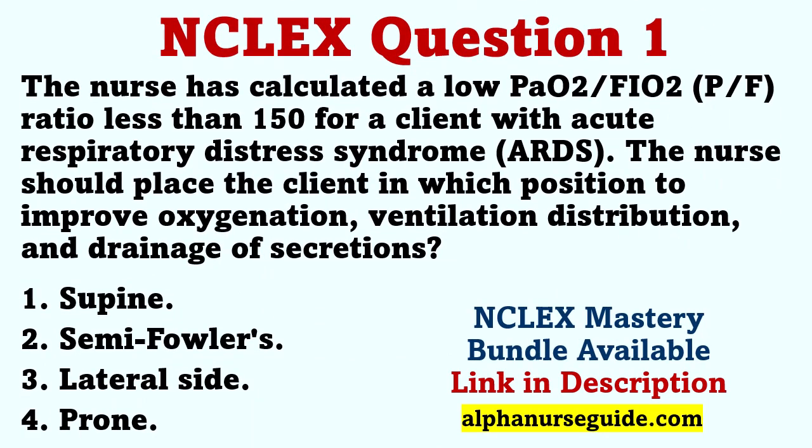The nurse has calculated a low PaO2/FiO2 ratio less than 150 for a client with acute respiratory distress syndrome. The nurse should place the client in which position to improve oxygenation, ventilation distribution, and drainage of secretions? 1. Supine. 2. Semi-Fowler's. 3. Lateral side. 4. Prone. The correct answer is 4.